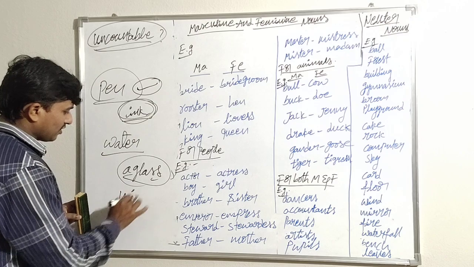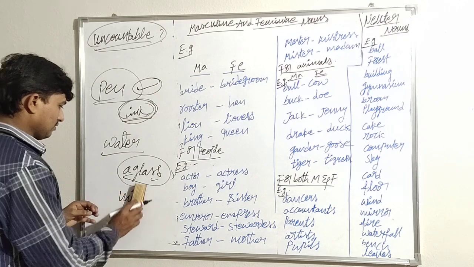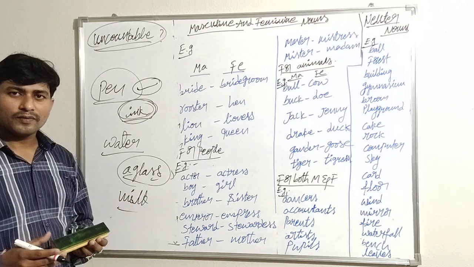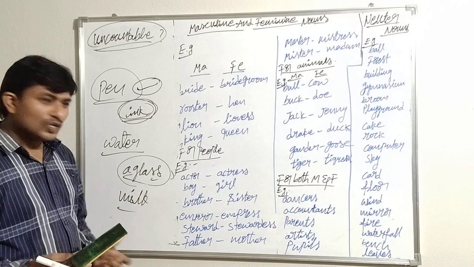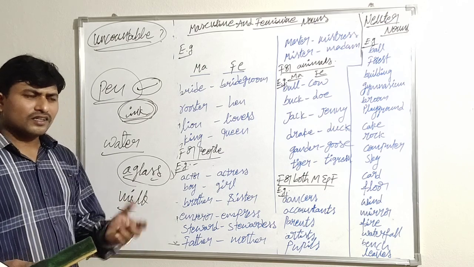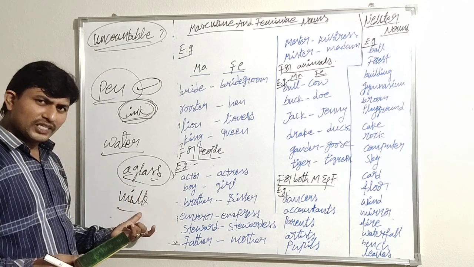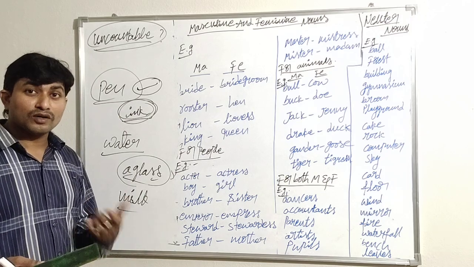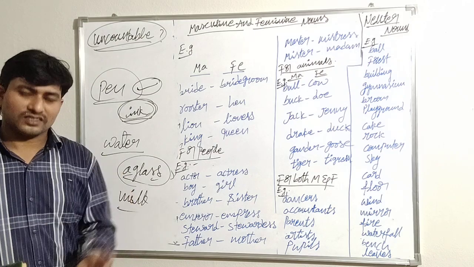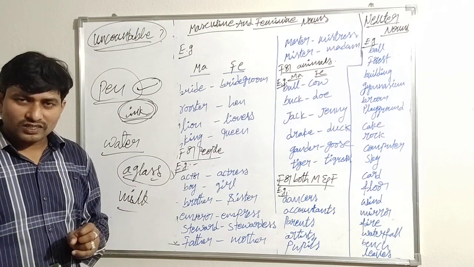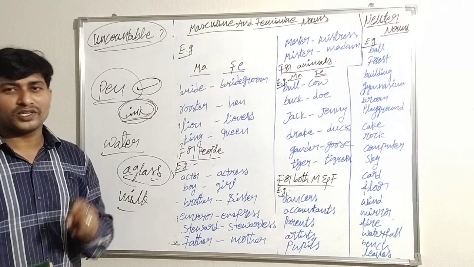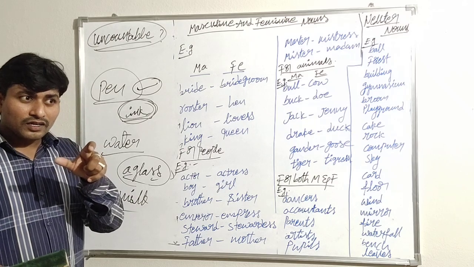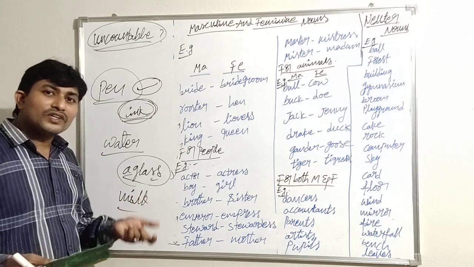Suppose you take milk here. What is that? Milk. Milk is also a material noun. It is also uncountable because we cannot count it. But it can be counted in the way of liters. I want 3 liters of milk. 4 liters of milk. 5 liters of milk. See here, the milk is counted in the way of liters.